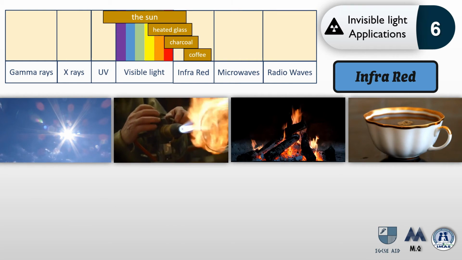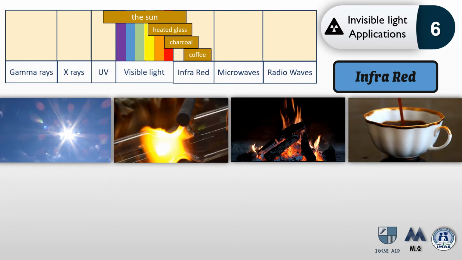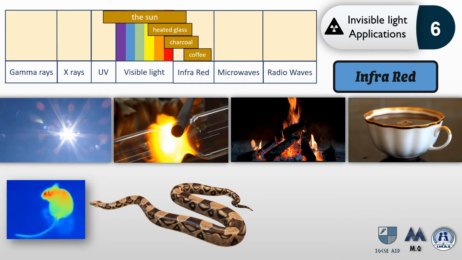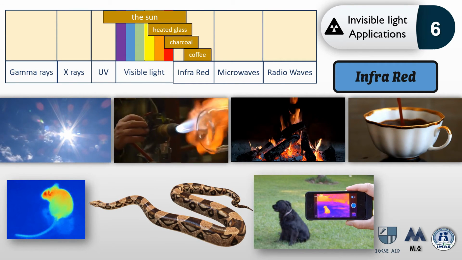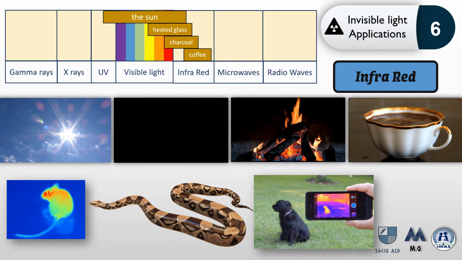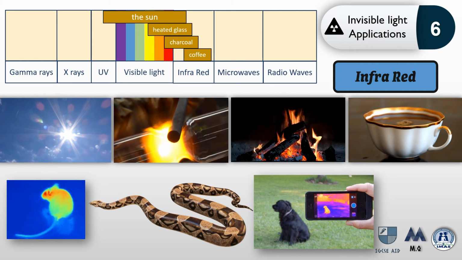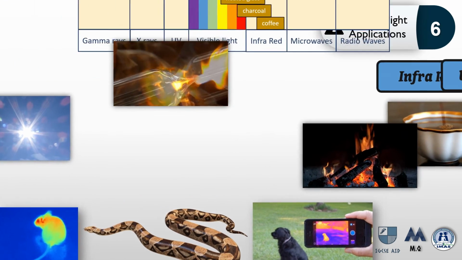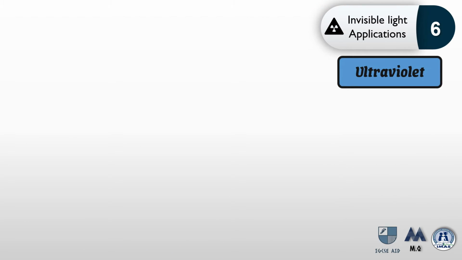Some animals have the ability to see infrared. For example, snakes. That's how they can detect their prey at nighttime. Humans also develop devices that convert infrared to red. For example, a thermal camera, which can detect infrared and then change it to red so that we can see it. Now let's look at ultraviolet, or in short, UV.